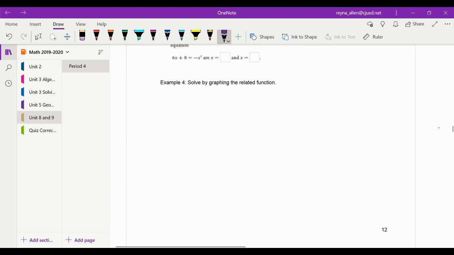Let's see what this one looks like. By graphing the related function, so you would add 12 to both sides and then draw your parabola and then draw your horizontal line. And then where those two cross, that's your answer. You can try it if you want.